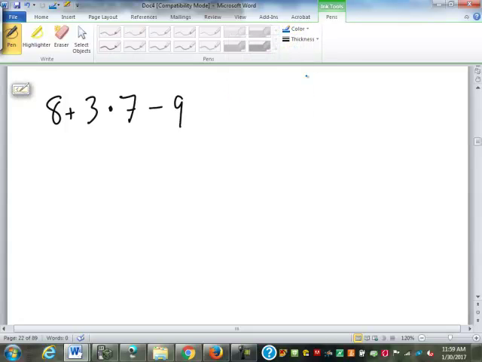Looking at this problem, there are several different ways we could interpret it. Somebody might look at it and say, hey, we read from left to right, so I'm just going to do the problem from left to right. Now, don't write this down because it's not going to be correct.